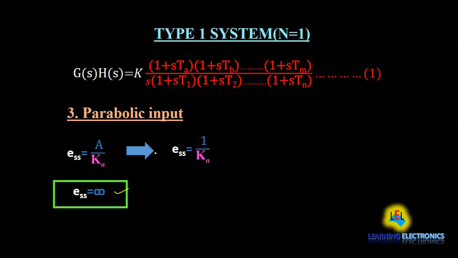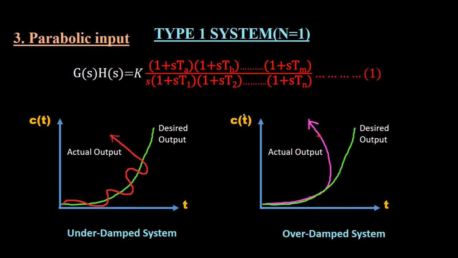So this is the steady state error for the unit parabolic input. Here also when we put the value of Ka is equal to 0, then we'll get ess is equal to infinite. The parabolic input is not applied to the type 1 system as it gives very large error. This is the time response for the parabolic input for underdamped and overdamped systems. Here we can see that the steady state error is infinite for both types of systems.